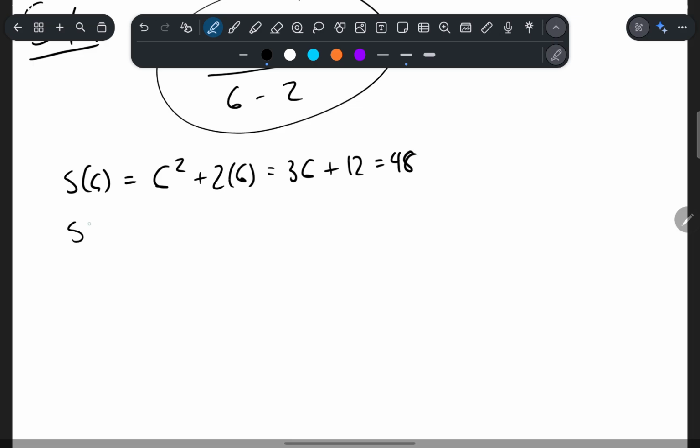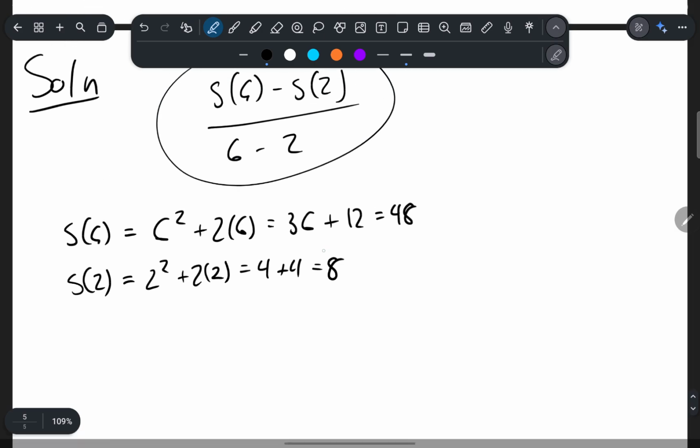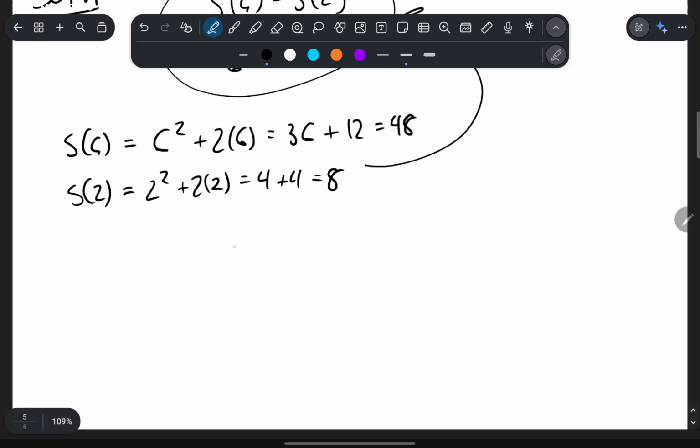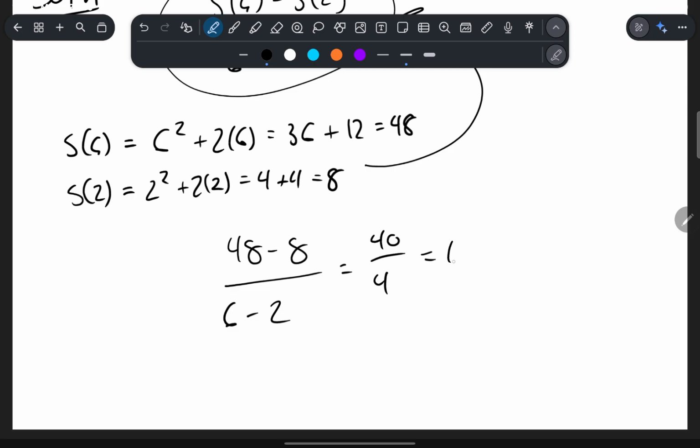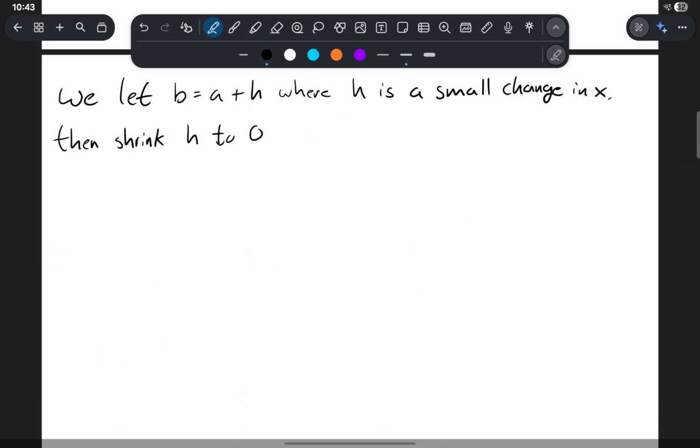And then s of 2 equals 2 squared plus 2 times 2, which equals 4 plus 4, which would equal 8. So now we want to plug these values back into this equation. So now we have 48 minus 8 over 6 minus 2, which equals 40 divided by 4, which would equal 10. And that is our final answer on how to solve an application problem.